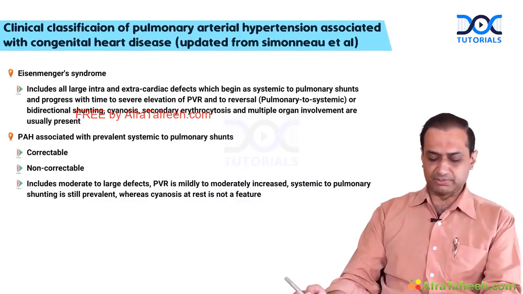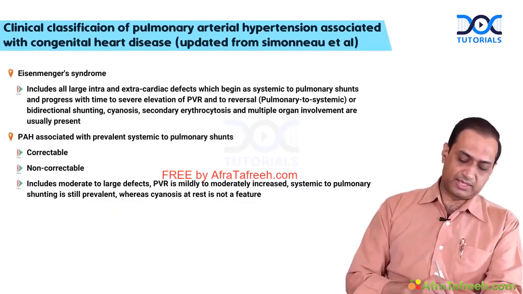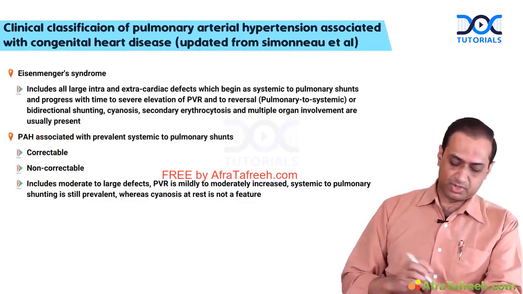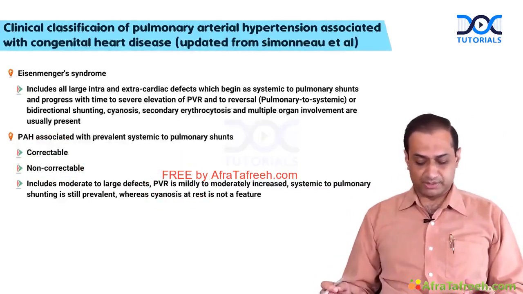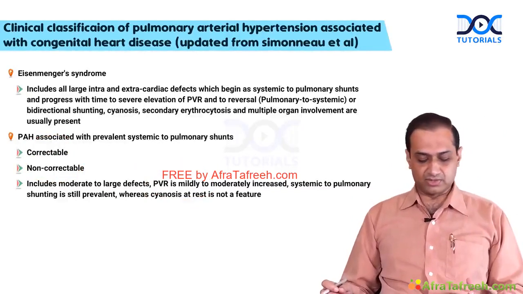So, PH associated with prevalent systemic to pulmonary shunts can be correctable or non-correctable, and it includes moderate to large defects with mildly to moderately increased PVR and systemic to pulmonary shunting, whereas cyanosis at rest is not a feature.